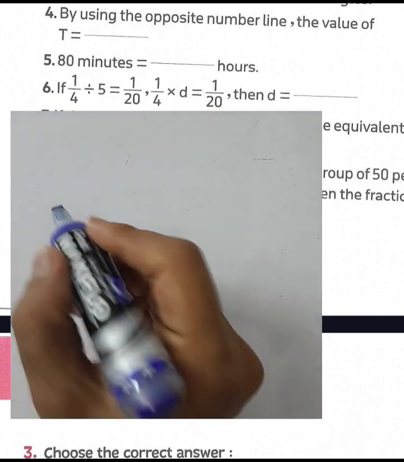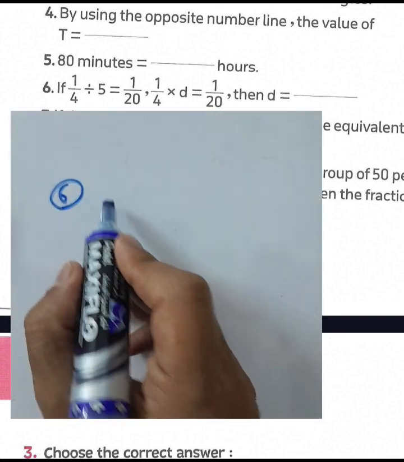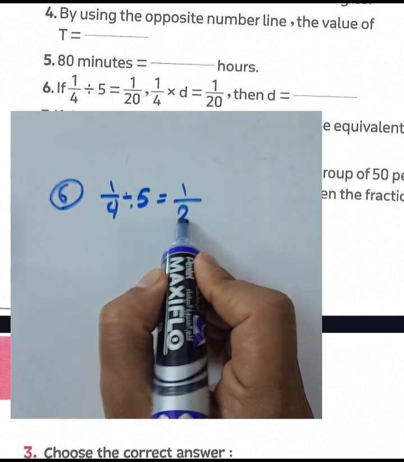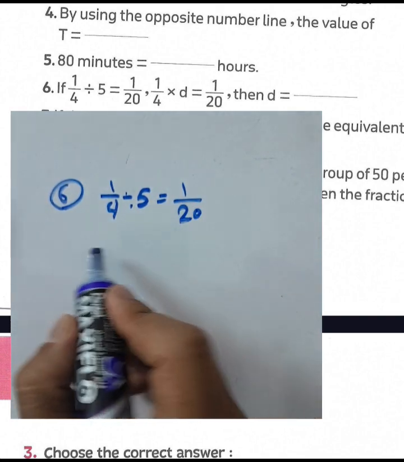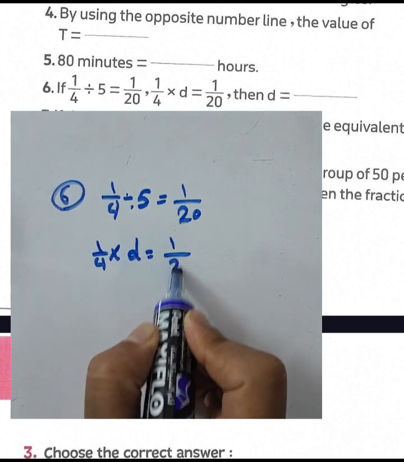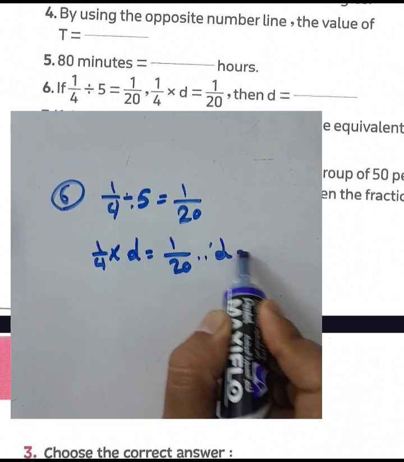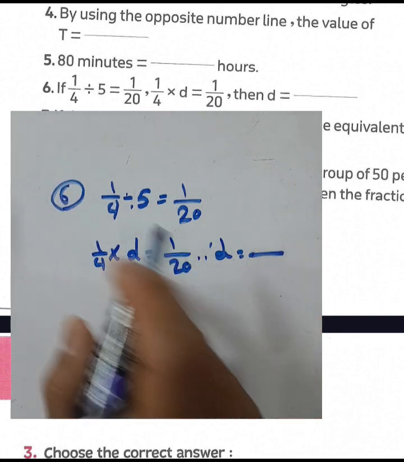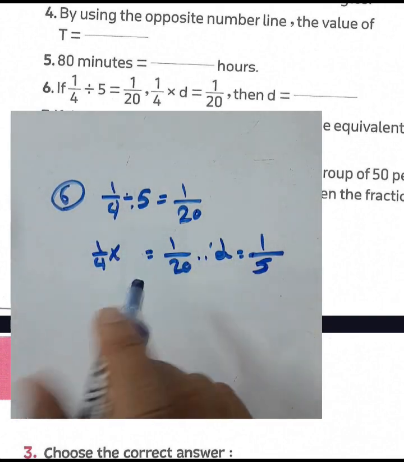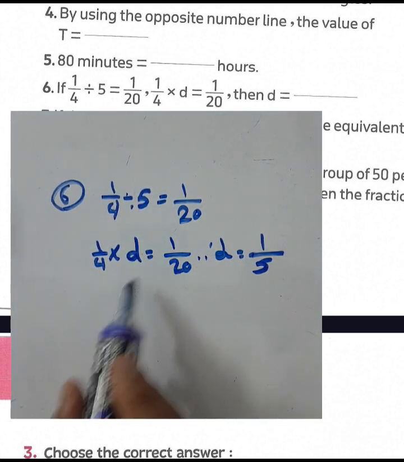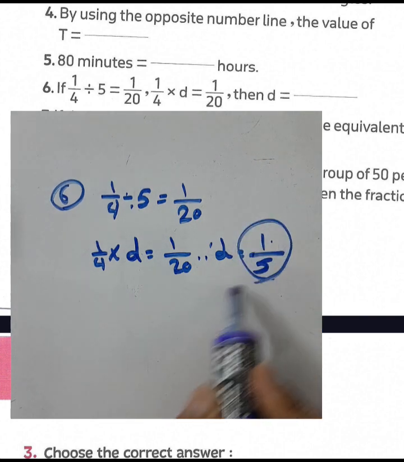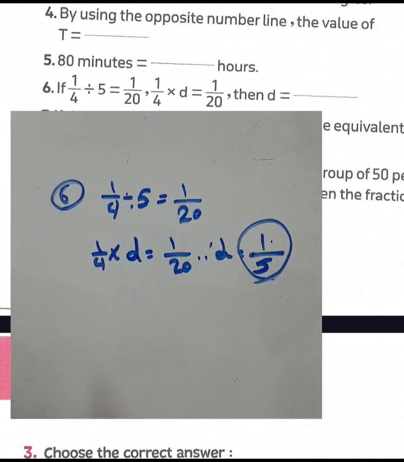Next, question number 6. If 4 divided by 5 equals 1 over 20, and 1 over 4 reduced by d equals 1 over 20, then d equals what? d will be equal to 1 over 5. Then the value of d here will be 1 over 5, because 1 times 1 equals 1, 4 times 5 equals 20. Then d will be 1 over 5.